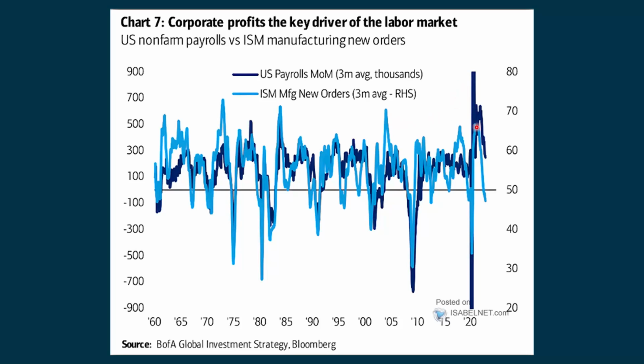This dark blue line is the month-over-month U.S. payrolls with the 3-month average, and it shows how it's been coming down. The ISM manufacturing and new orders, another chart that we looked at a bit ago, also shows a real decrease, and this could bite into the employment situation.